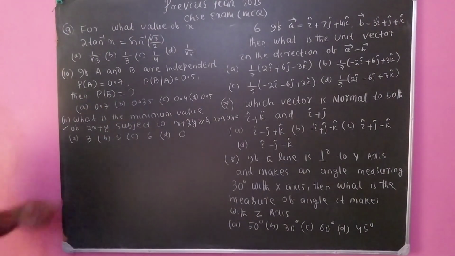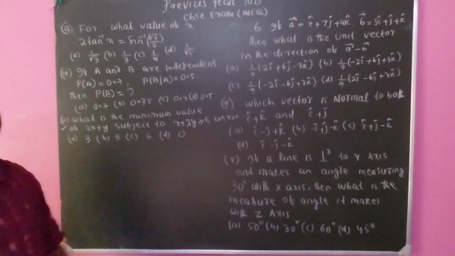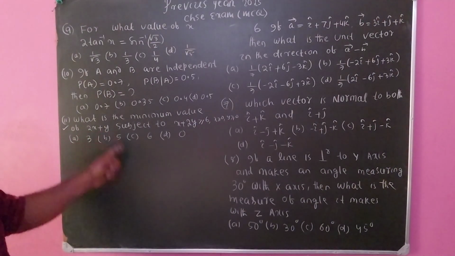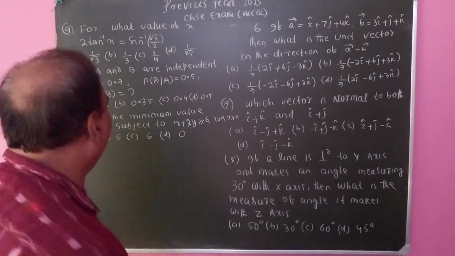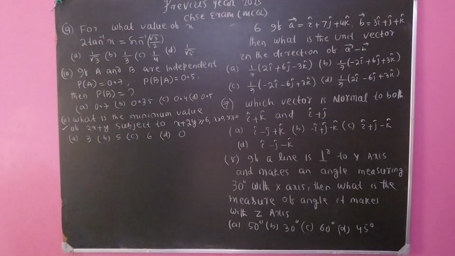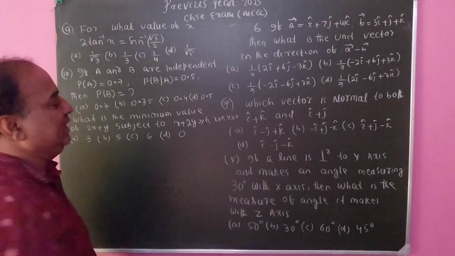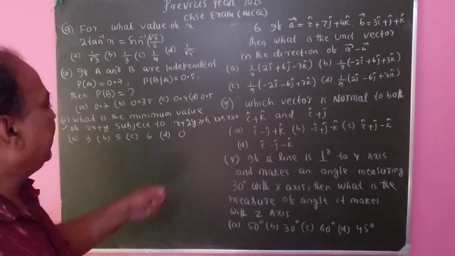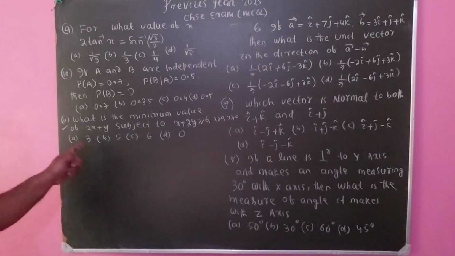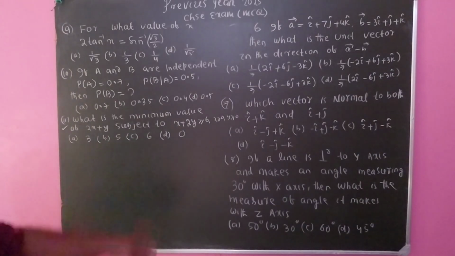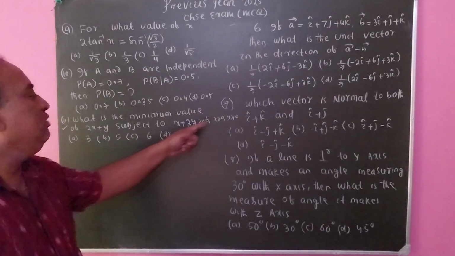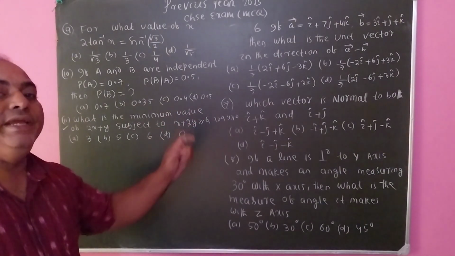Question number 11. What is the minimum value of 2x plus y subject to x plus 2y greater than or equal to 6, x greater than or equal to 0, y greater than or equal to 0? The answers are 3, 5, 6 and 0. What is the minimum value? So first of all, you have to convert the inequality into equality.